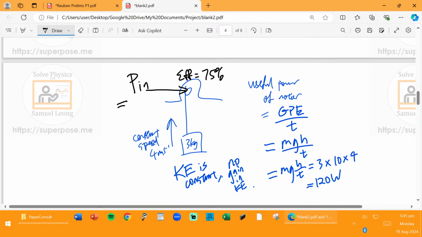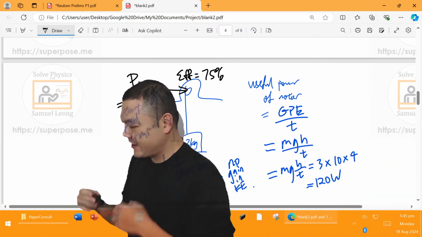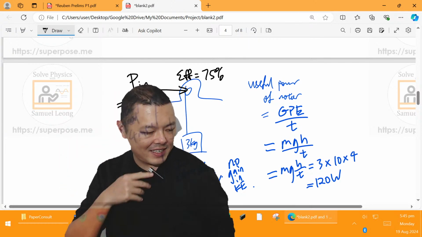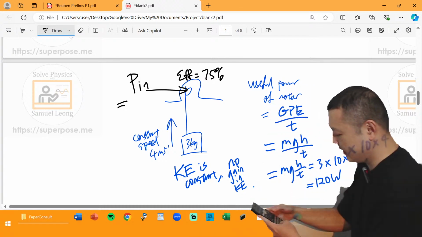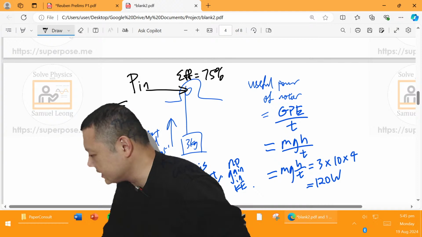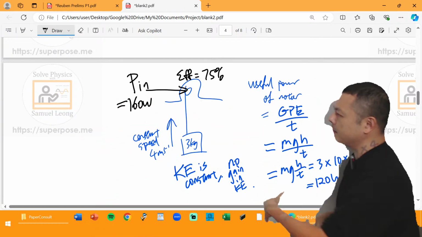Okay, done. Right, so what's the input power? The efficiency is 75%, so it's 120 divided by 0.75, which is 160 watts. Okay, right, 160 watts. I want to bring this up, right?